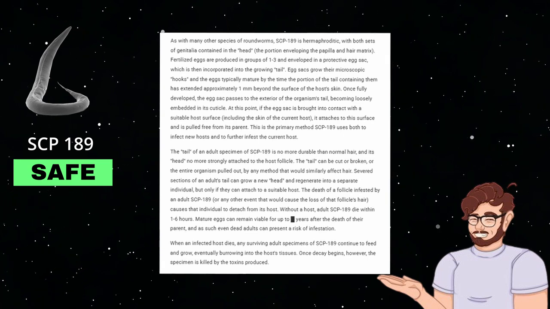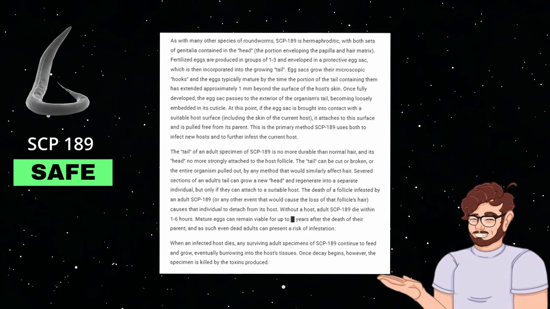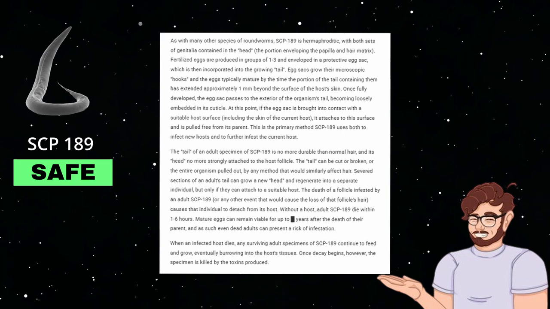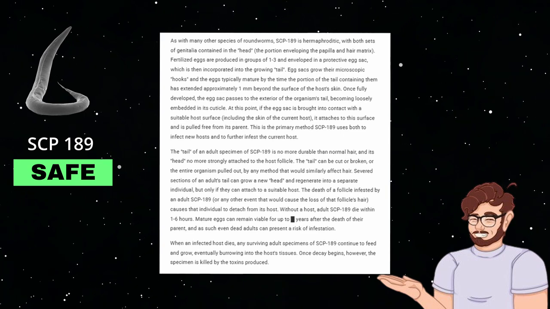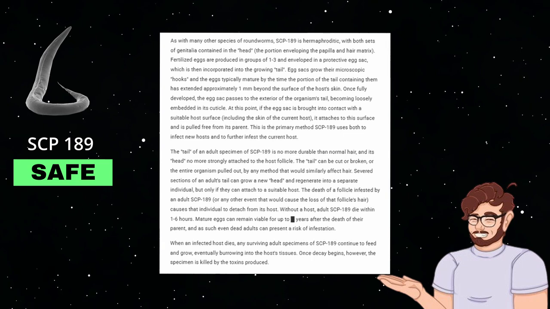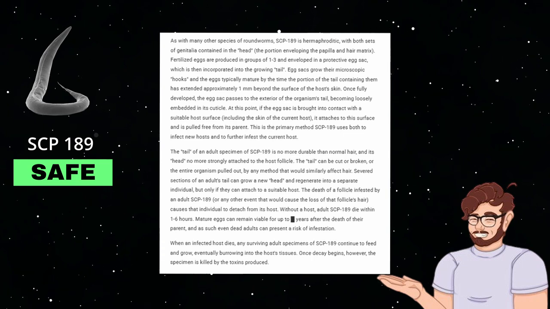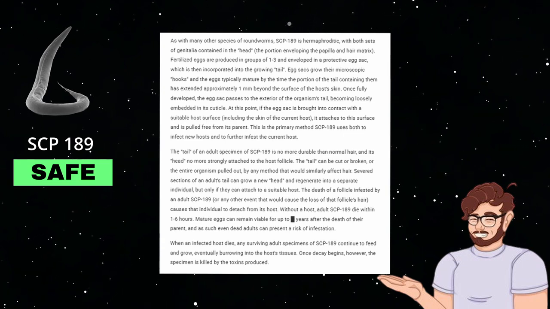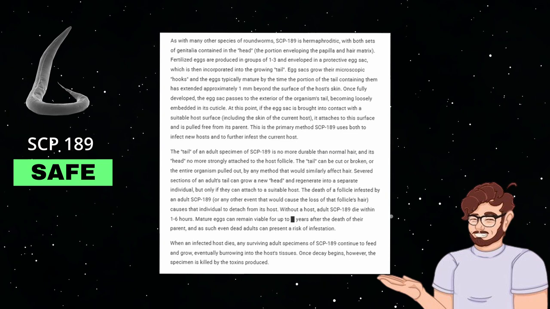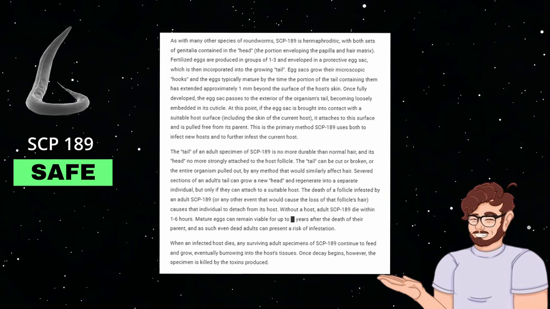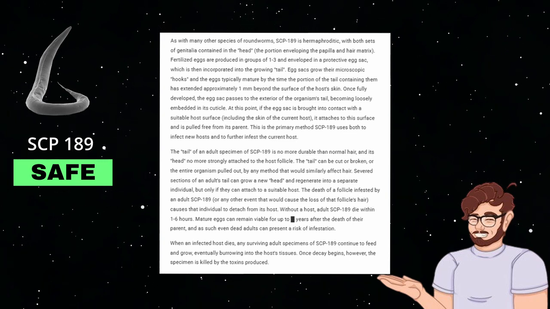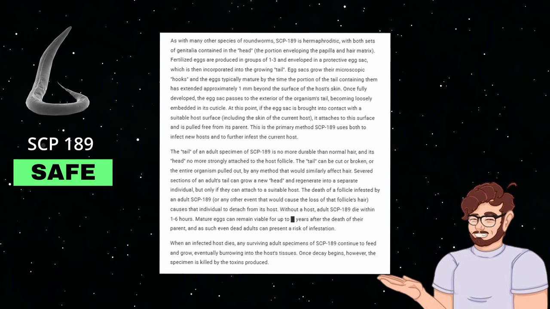The tail of an adult specimen of 189 is no more durable than normal hair, and its head no more strongly attached to the host follicle. The tail can be cut or broken, or the entire organism pulled off, by any method that would similarly affect hair. Severed sections of an adult's tail could grow a new head and regenerate into a separate individual, but only if they attach to a suitable host.